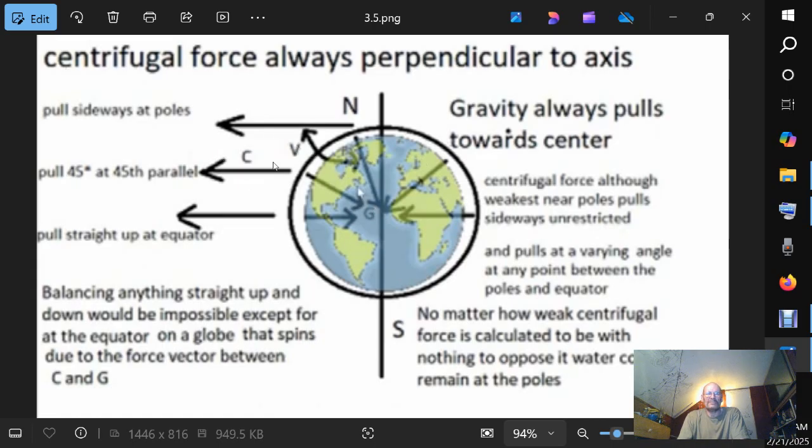So you can see here, balancing anything straight up and down would be impossible, except at the equator, because they are opposed to each other evenly there. Whereas over here, if you try to build something, it's going to be pulled at an angle relative to the axis. And centrifugal force is weakest near the pole of the axis, but it's unrestricted, meaning nothing is opposing it. And no matter how weak centrifugal force is calculated to be, with nothing to oppose it, water could not remain at the poles. I figured this out. Newton definitely knew it.